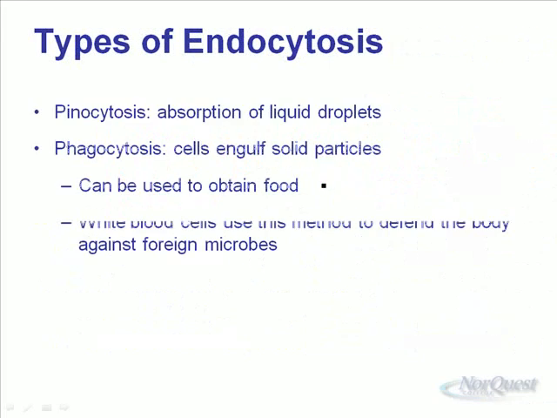In terms of endocytosis, there's two types. They're the same thing, just what they're taking into the cell. So endo means in. So there's pinocytosis and phagocytosis. Pinocytosis is the absorption of liquid droplets. Phagocytosis is the engulfing of solid particles. It can be used for cells to obtain food. It's also used in our immune system by white blood cells. That's one of the ways they ingest foreign microbes and then unleash digestive enzymes on them to tear them apart.